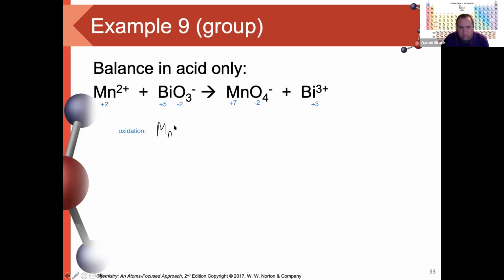Manganese 2+ turns into permanganate, MnO4 minus 1. And our reduction half reaction, leave a little space, our reduction half reaction is going to involve the bismuthate ion, BiO3 minus, turning into bismuth 3+.